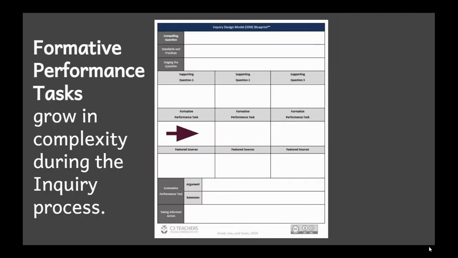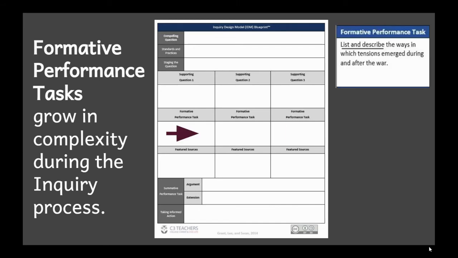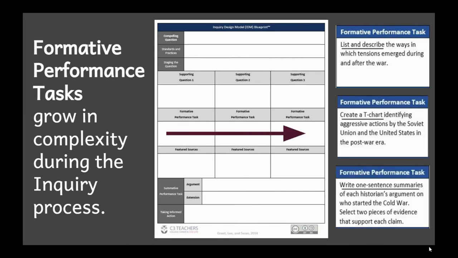So formative performance tasks grow in complexity during the inquiry process. They're going to start not very complex and then grow as you move on. So, for example, in that who's to blame for the Cold War inquiry, their first task is just to list and describe. And once they've done that, they can move on to create a T chart to identify the aggressive actions. And then once they've done that task, they move on to one that's a little bit more complex, to write a one-sentence summary. So not only are they showing that content mastery and having to grow in content mastery throughout the tasks, but they're also getting more challenging tasks as they move forward through the inquiry.